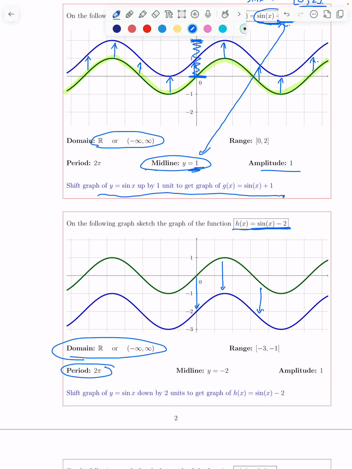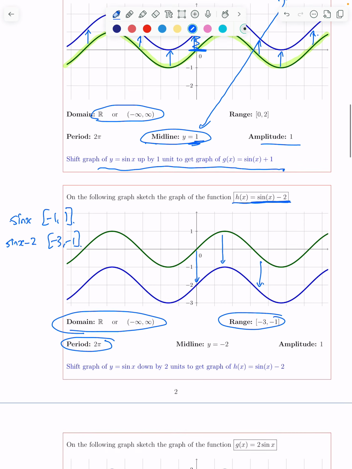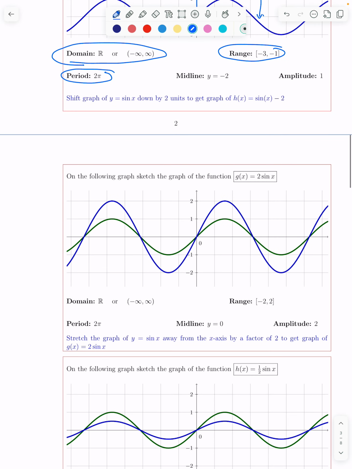And then the range is now from minus 3 to minus 1, because again, if you start with sine x having a range of minus 1 to 1, that's what I mean when I say this keeps coming up. If you're looking for sine x minus 2, you subtract 2 from both ends and you end up with a range of minus 3 to minus 1. Okay, so that's what happens when you add a number or subtract a number on the outside of sine.